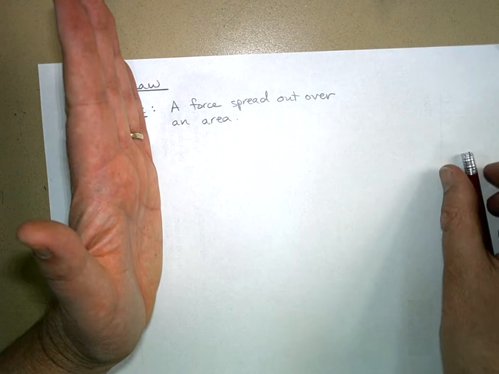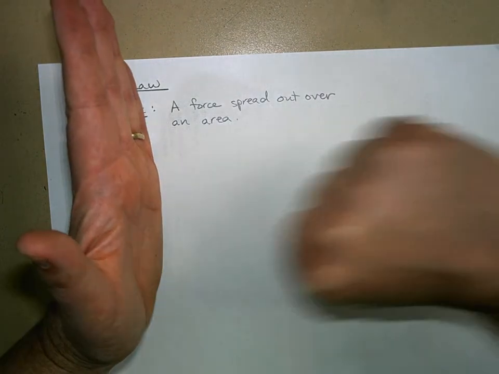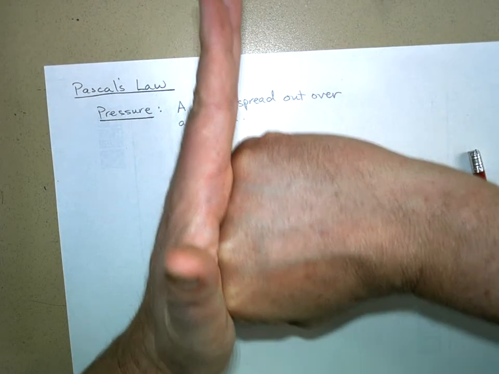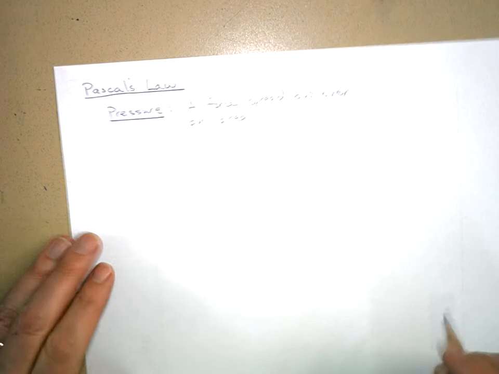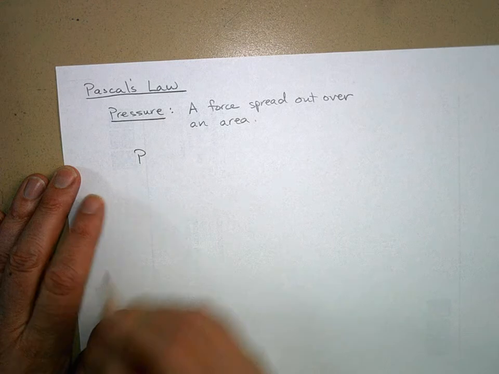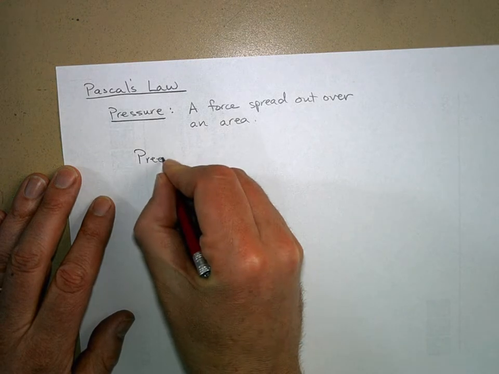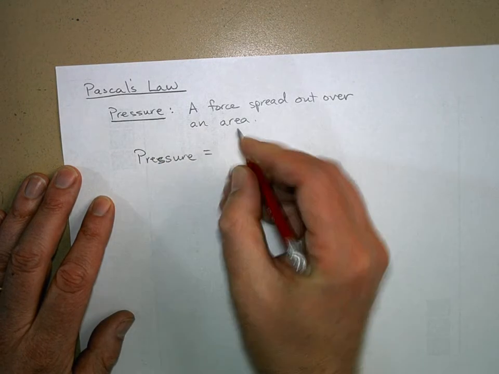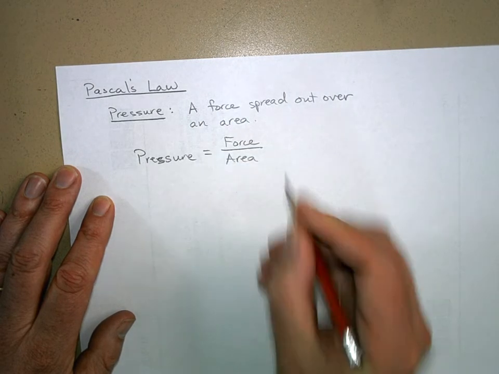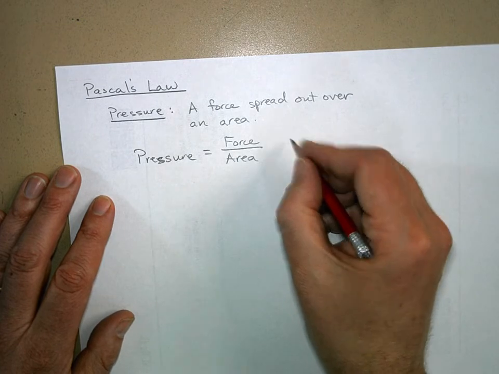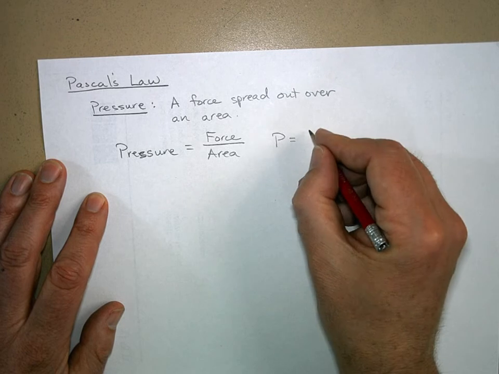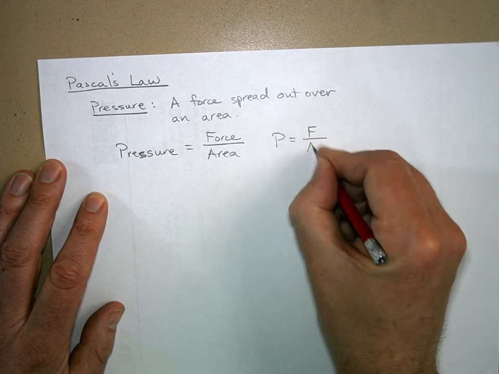But if I took 5 pounds of force and I spread it out over an area, like the area of my fist right here, well, that's no problem. I can do that. So if a force is spread out over an area, we call that pressure. So we're going to use the capital letter P for pressure. Pressure is equal to force per unit area. And so we're going to say that pressure equals force divided by area.